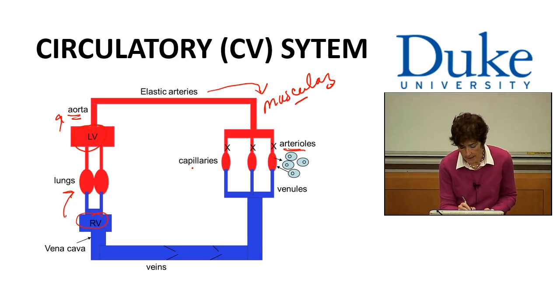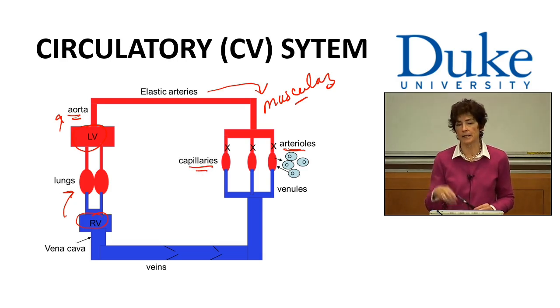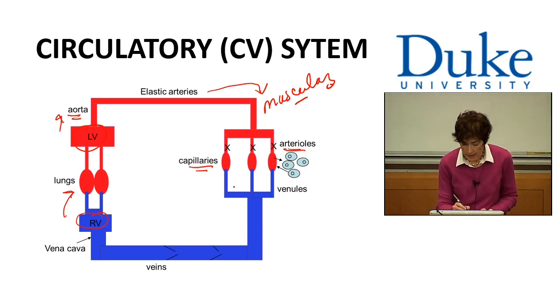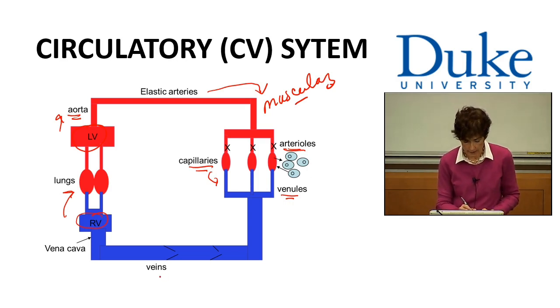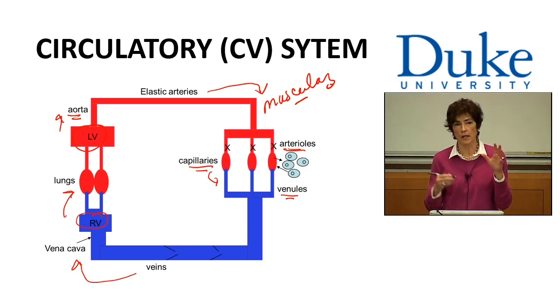From the arteries, the blood drains into the capillaries, and this is the site where we have exchange of solutes and fluids, such as water, between the tissue and the bloodstream itself. And then draining from the capillaries are the smallest of the veins, the venous system, which is called the venules, and these drain into veins, and then the veins eventually return the blood to the heart through the vena cavas.